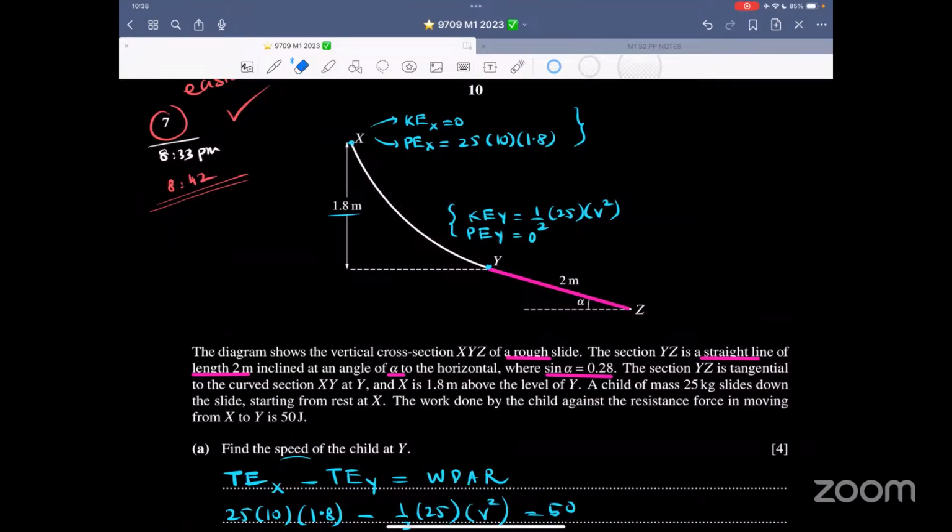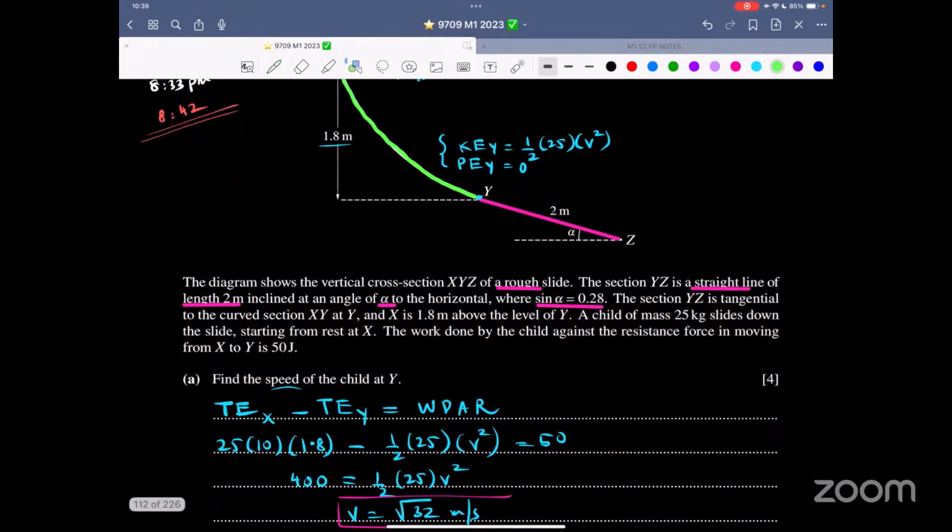Okay, so now this thing over here, that is the inclined thing. That is the curved portion over here. And it says it is tangential to the curved section and 1.8 meter above the level of Y. And then it says a child of mass 25 kg slides down the slide, starting from rest at X.